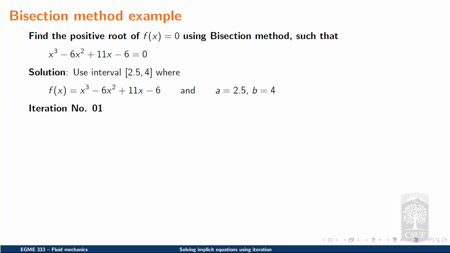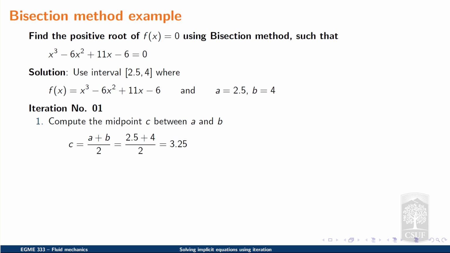So we'll begin with iteration number 1 by first computing the midpoint between a and b, where again c is equal to a plus b divided by 2. Given that a is equal to 2.5 and b is equal to 4, the sum of those two quantities divided by 2 yields a value of 3.25. So this becomes the new value for c.